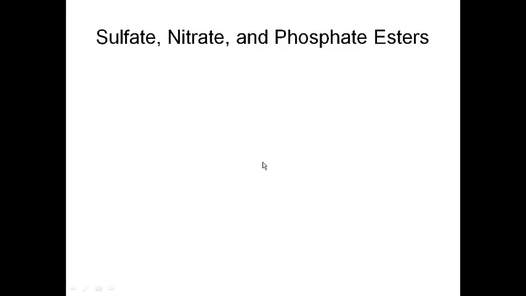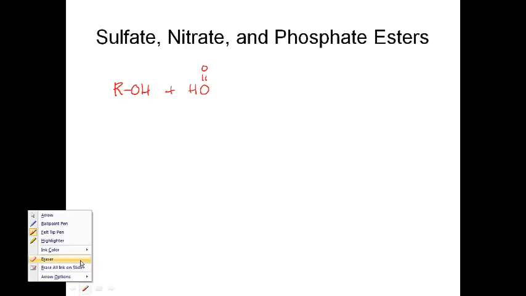Okay. The last topic is going to be forming other esters of sulfate, nitrate, and phosphate. So if you look at sulfate, if you take an alcohol and you react it with sulfuric acid, and if we write the structure of H2SO4, it's not going to be that.